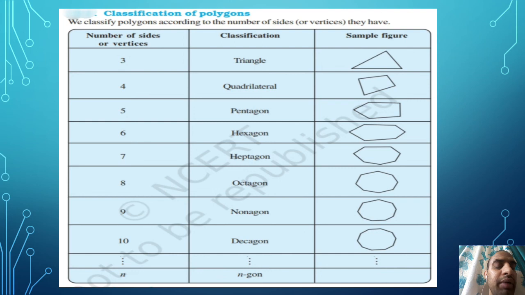So you can see here, my dear students, this word gon is common in most of them. It represents sides, and the first part represents how many, like deca represents 10, octa 8, gon sides. That means a figure containing 8 sides is an octagon, like a closed figure containing 5 sides. That is a very important word. A closed figure containing 5 sides is called a pentagon.